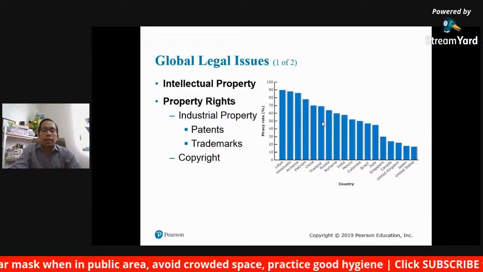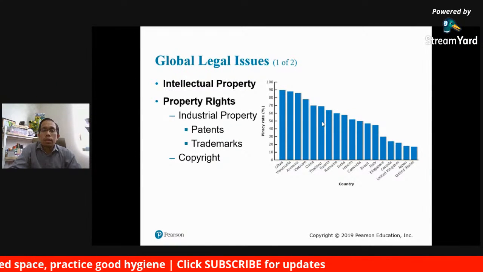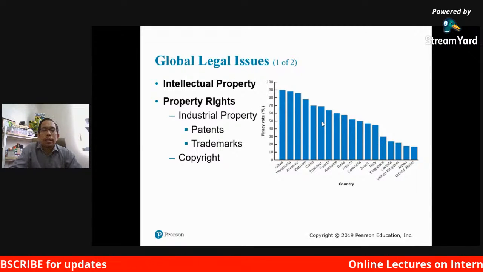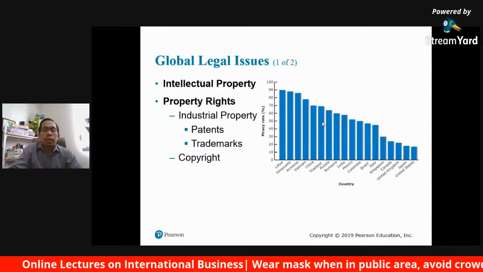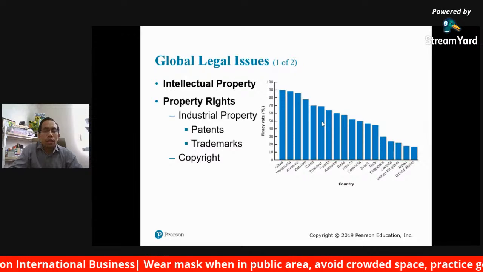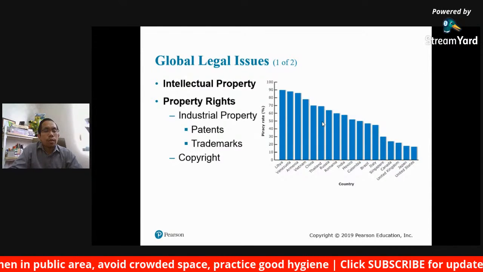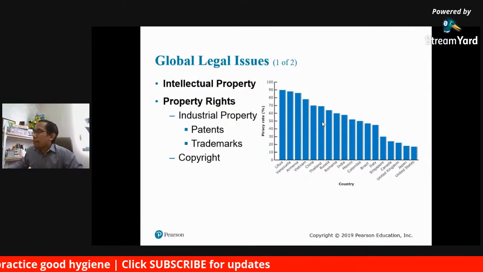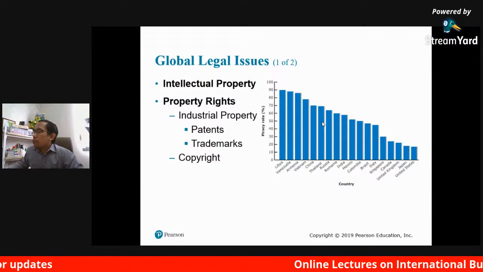Now we talk about global legal issues. Have you ever heard about intellectual property? If we create something, we need to protect our invention. When we talk about intellectual property, it is a very crucial issue.